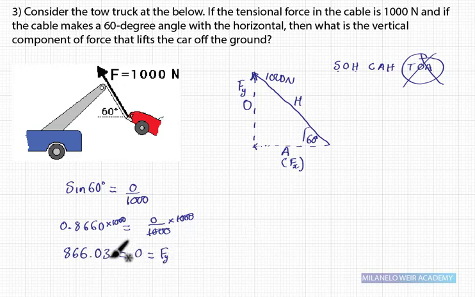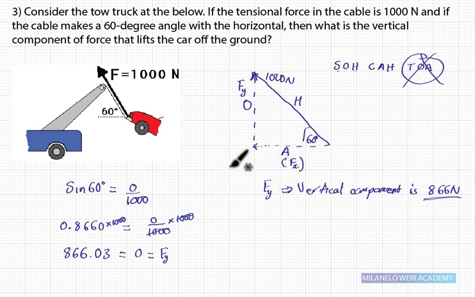So what about the decimal point? Okay, so 866. So Fy, the vertical component, is 866 Newton. That is your answer.